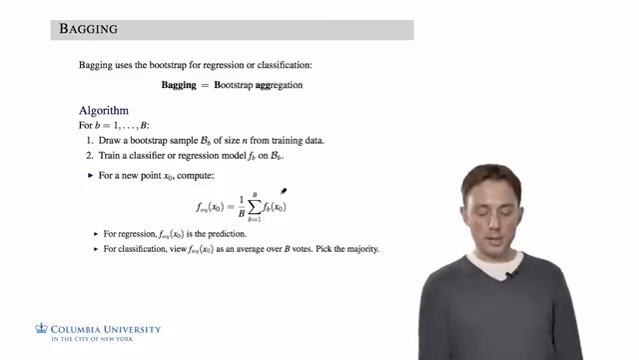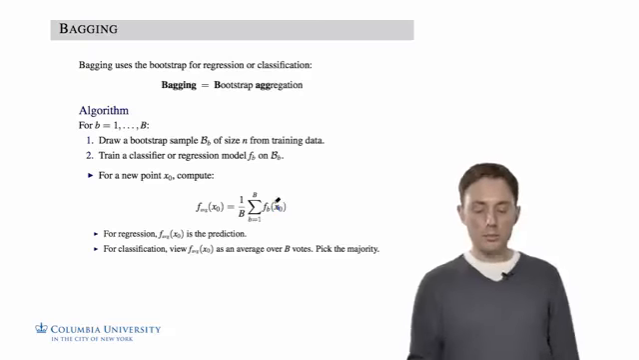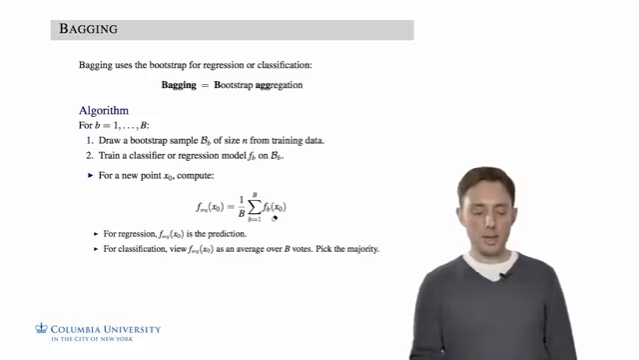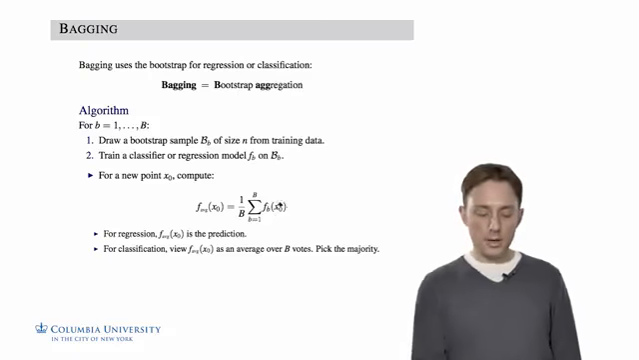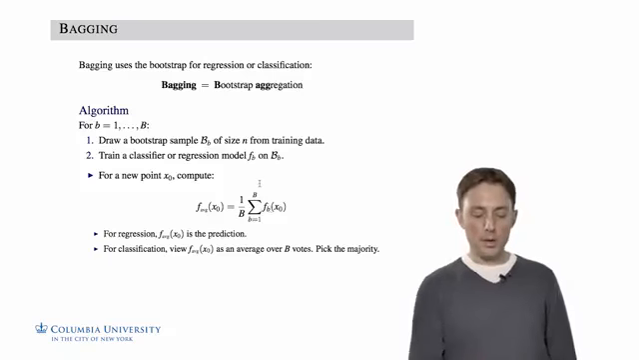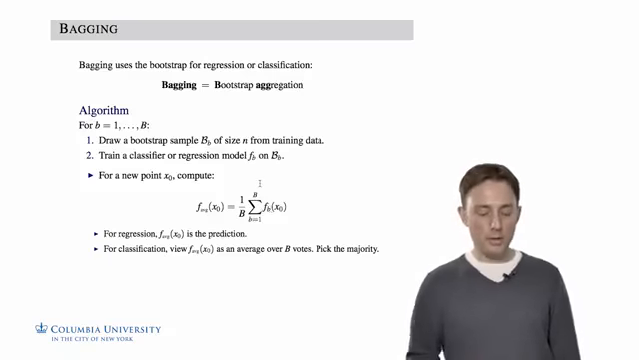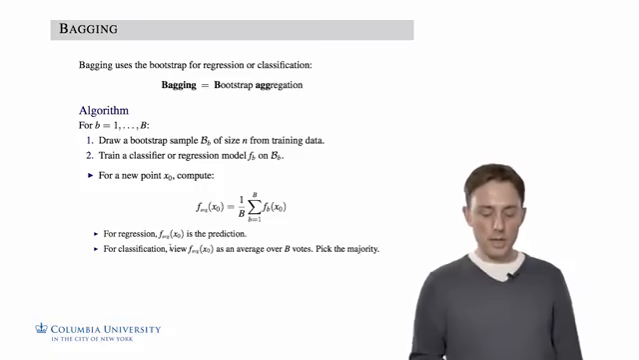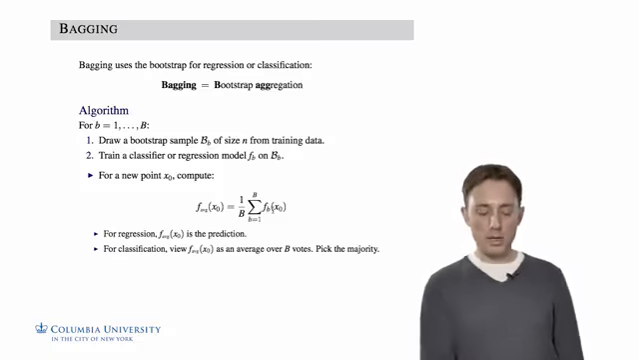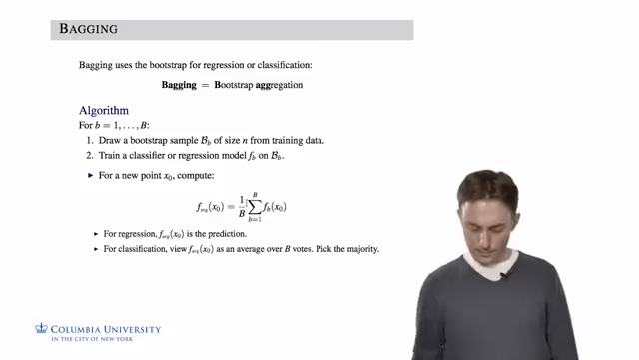Then for a new point, x0, we want to come up with a prediction. And that prediction is simply the average of the predictions we would make for each individual bootstrap data set. So we evaluate the new point on the classifier or regression function learned for the bth bootstrap data set. We sum over all of them, and then we average. So for regression, this average would be the prediction. For classification, we can view each classifier as giving its vote for what the class should be, and then we pick the majority.